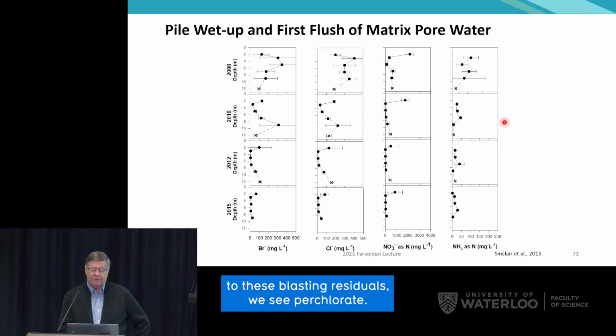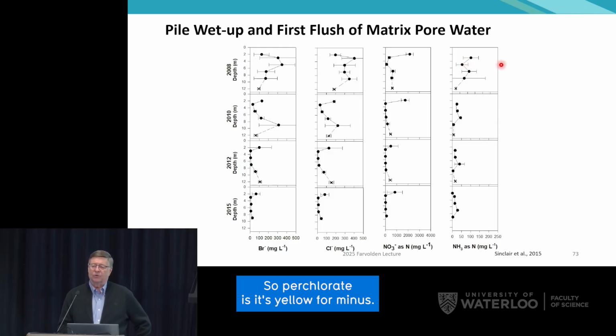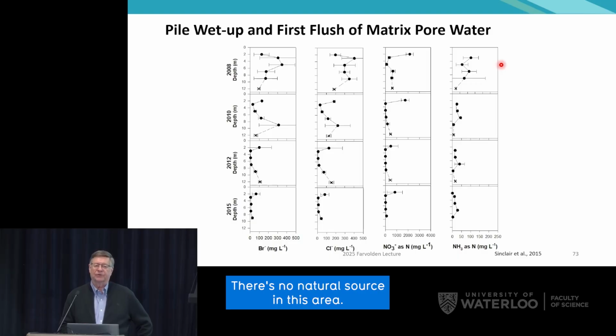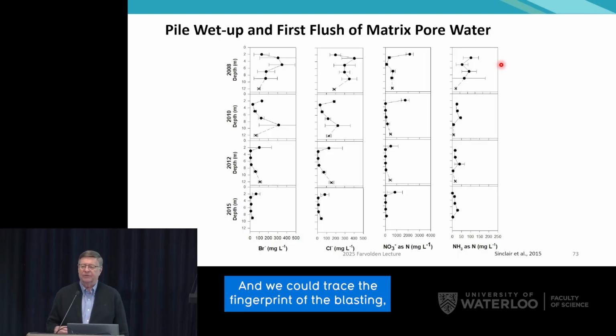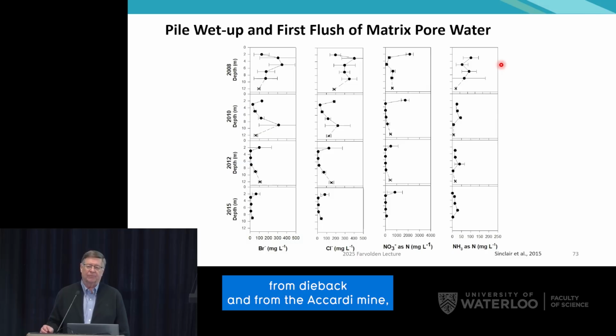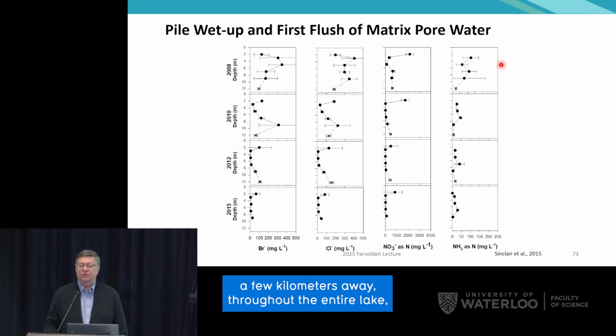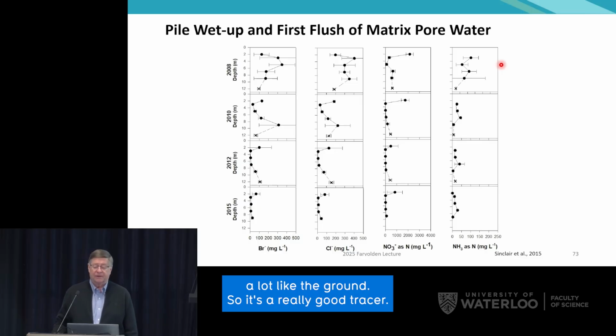In addition to these blasting residuals, we see perchlorate. So perchlorate is ClO4-. It's only derived from blasting. There's no natural source in this area. And we could trace the fingerprint of the blasting from Diavik and from the Ekati mine, which is a few kilometers away, throughout the entire Lac de Gras. So it's a really good tracer.